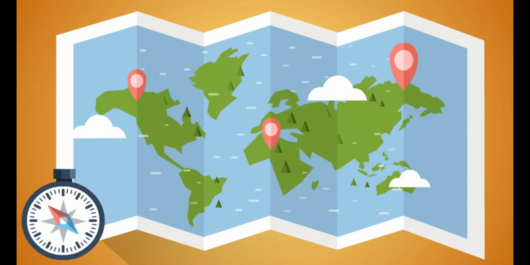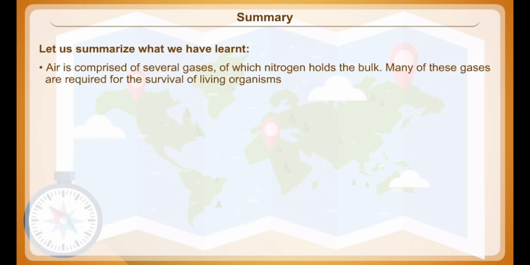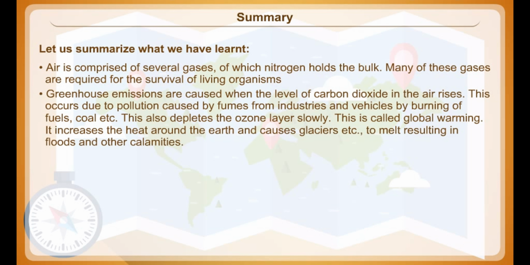Summary. Let us summarize what we have learned. Air is comprised of several gases, of which nitrogen holds the bulk. Many of these gases are required for the survival of living organisms. Greenhouse emissions are caused when the level of carbon dioxide in the air rises. This occurs due to pollution caused by fumes from industries and vehicles, by burning of fuels, coal, etc.